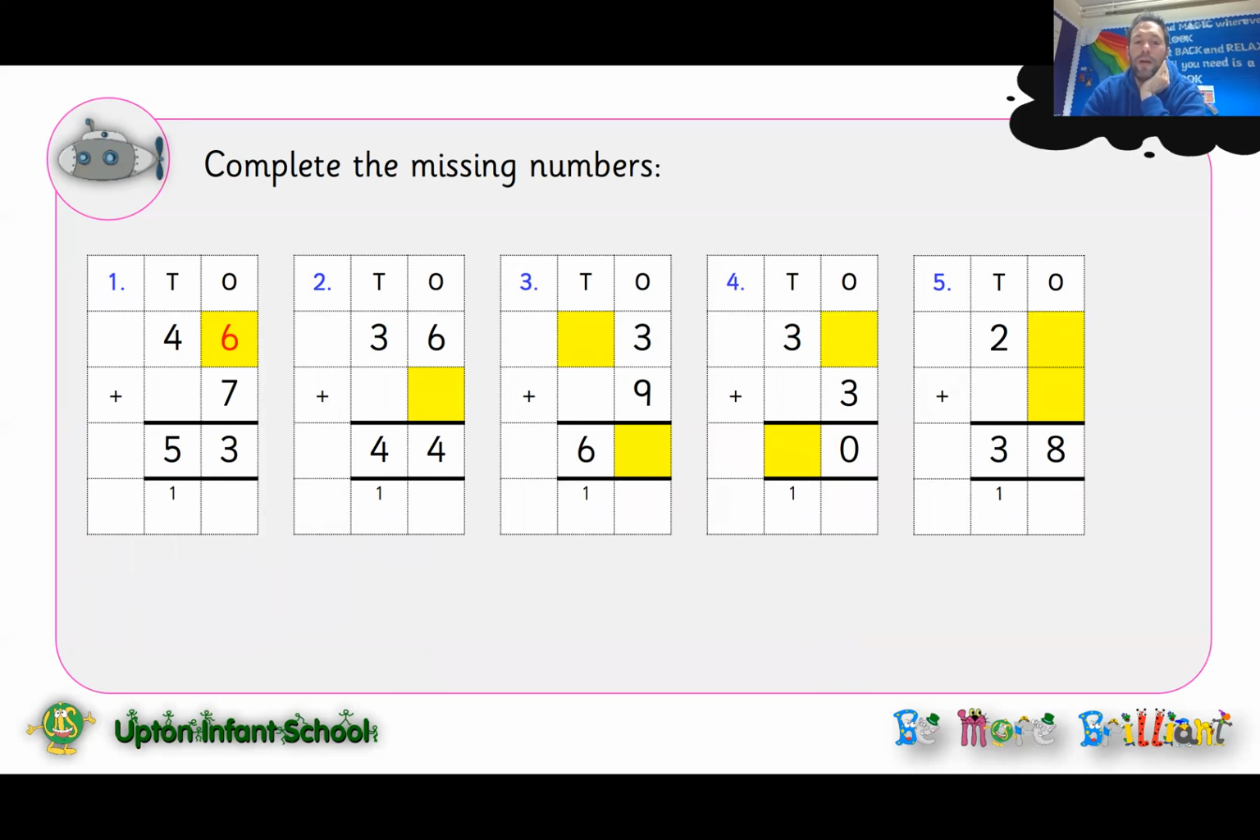On to number 2, 36 add something is 44. What could the missing number be? It was 8. Because 6 add 8 is 14, and we've carried over the 10.